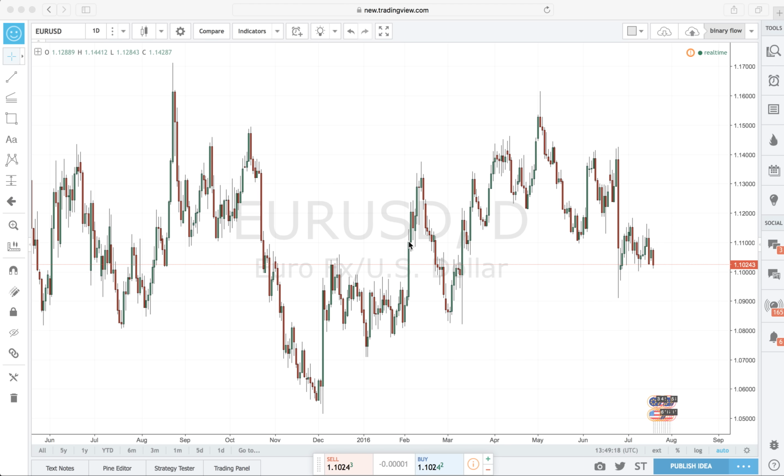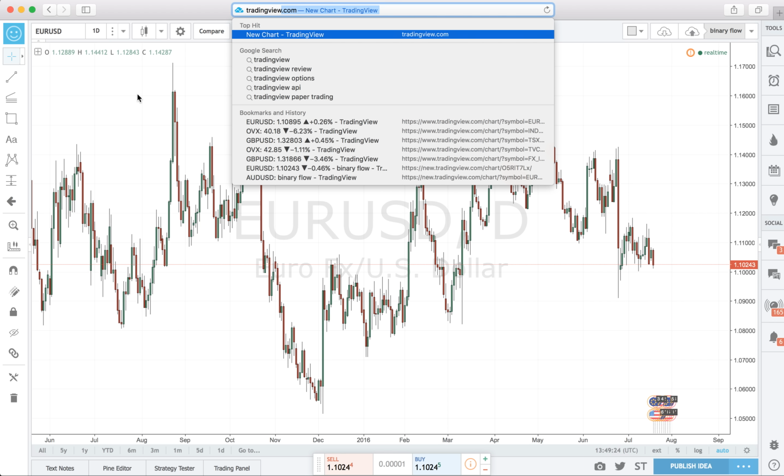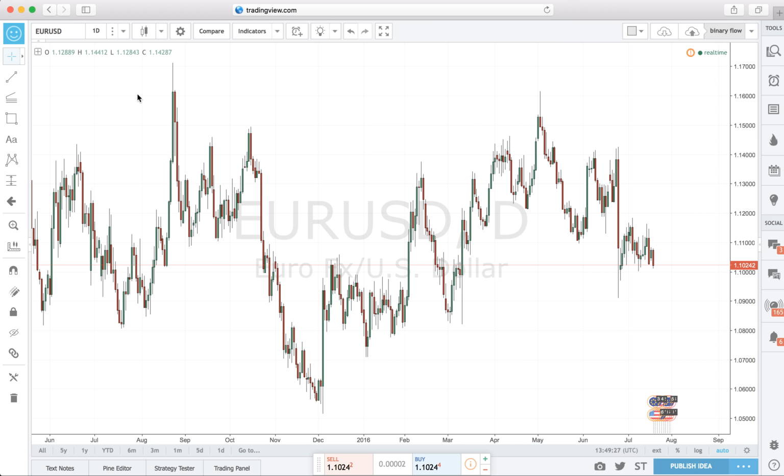What's going on, everybody? Right now I'm on tradingview.com. All you've got to do is go to tradingview.com and then you can pull up any chart you want, so you don't have to download anything on your computer. This is a great charting tool to use. So right now I'm going to dive into supply and demand zones.